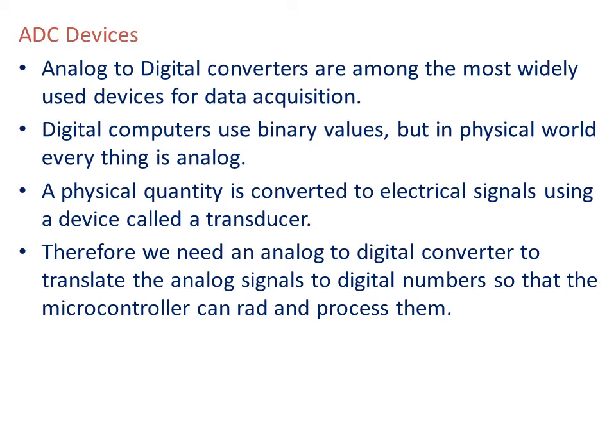A physical quantity is converted to electrical, that is voltage or current signals, using a device called a transducer. Transducers are also referred to as sensors. Sensors for temperature, velocity, pressure, light, and many other natural quantities produce an output, that is voltage or current. Therefore, we need an analog to digital converter to translate the analog signals to digital numbers so that the microcontroller can read and process them.